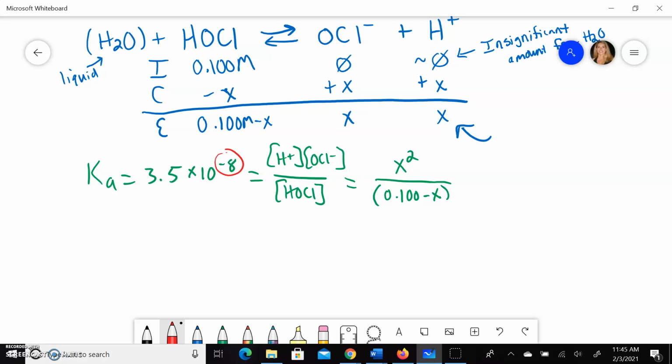We're also going to go ahead and make the assumption that x is really small, and then we're going to go back and check and make sure that that assumption makes sense. So anytime you add or subtract a very small x, it's not going to change the amount that much. So 0.1 minus a very tiny amount is still about 0.1, and that will save us from doing a lot of the math. So we're going to go ahead and make that assumption. And we can solve for x. So multiply 0.1 times Ka, and then take the square root.